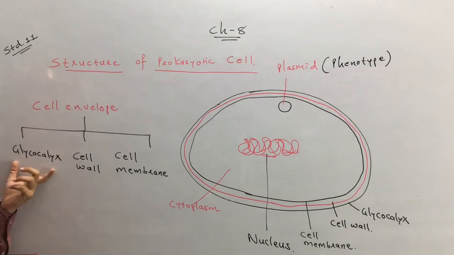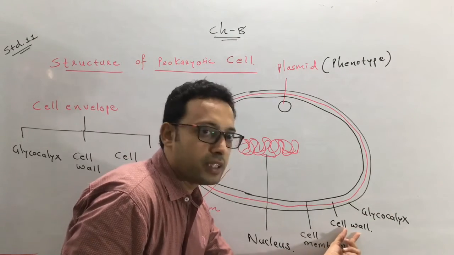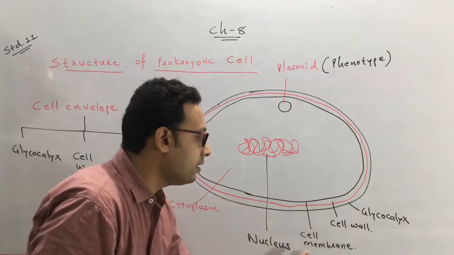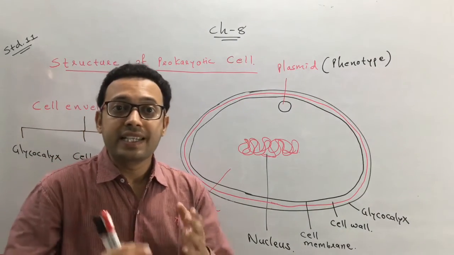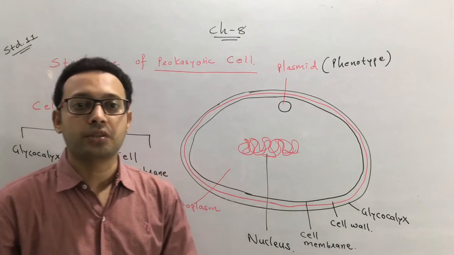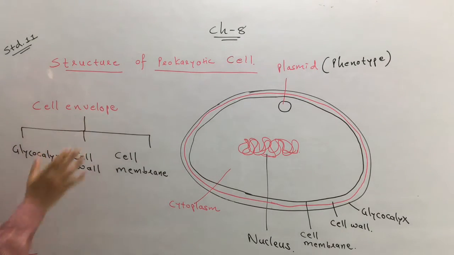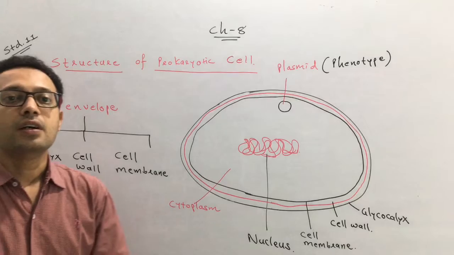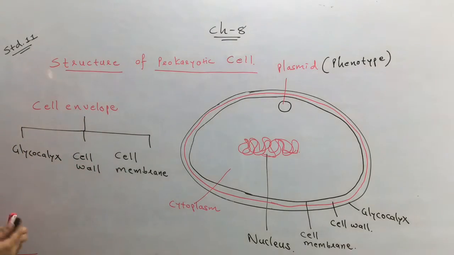The outermost is the glycocalyx. The middle one is called the cell wall, in red color. And the innermost is called the cell membrane. Each layer has its own function. The usual function of this cell envelope is the protection of the bacterial cell, or protection of a prokaryotic cell. But let's discuss the individual function of each.